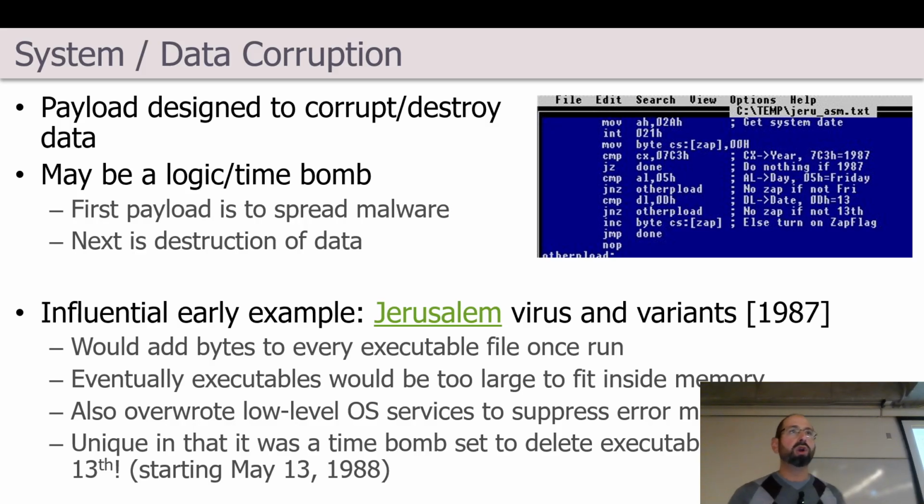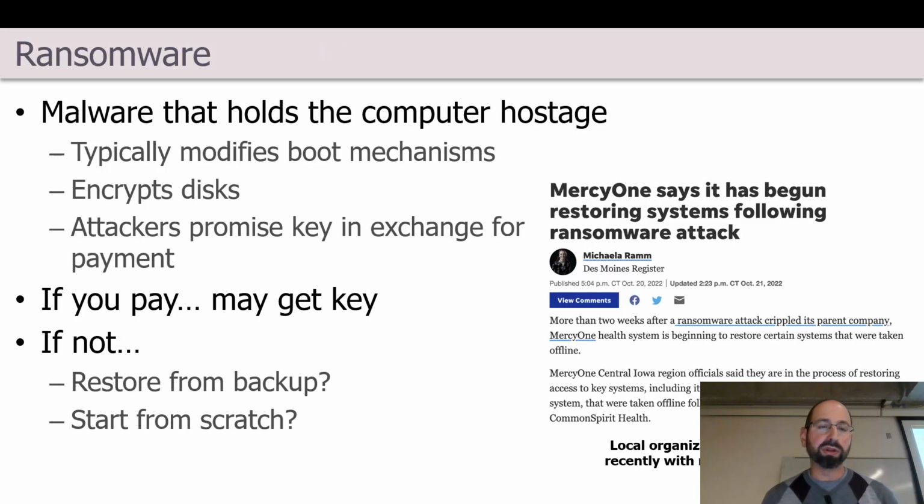So the trigger was, in theory, not too subtle, but the ability to measure or detect that something was happening was itself a bit more of a subtle trigger, in that eventually your executables get larger and larger, and something's going to happen with resources. You will eventually detect that something is wrong in terms of storage capacity, or potentially the speed of those executables that are running. It was also unique at the time in that it was a time bomb that would pretty much wipe the system whenever it was detected that it was Friday the 13th. It's a very early example of system or data corruption.